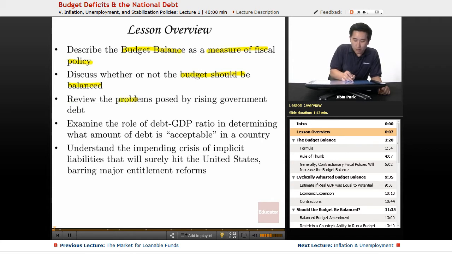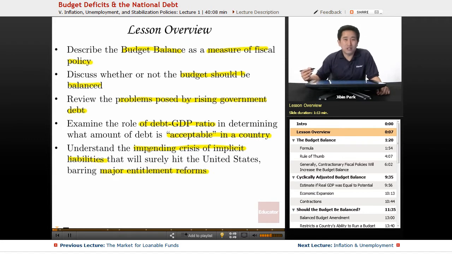We're going to review the problems posed by rising government debt, something that in the United States is clearly going to be a problem. And we're going to examine the role of the debt-to-GDP ratio in determining what amount of debt is acceptable in a country. And then we're going to understand the impending crisis of implicit liabilities that will surely hit the United States barring major entitlement reforms. So in this class, there's not a whole lot of politics per se.